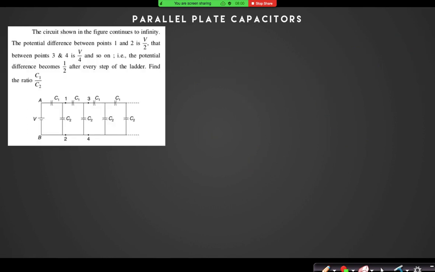So can you solve these two questions? First try to solve this one. We'll spend a few more time with the capacitor circuits, then we'll go to the charged capacitor.